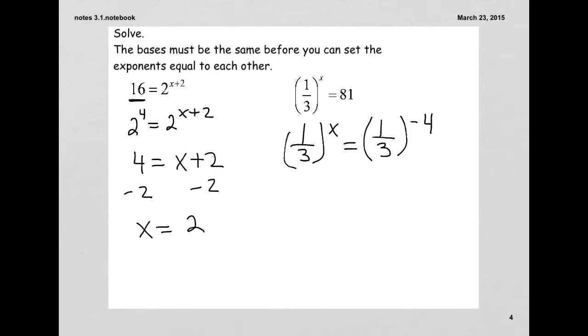Now that my bases are alike, I can now set my exponents equal to each other. So that means that x equals negative 4.